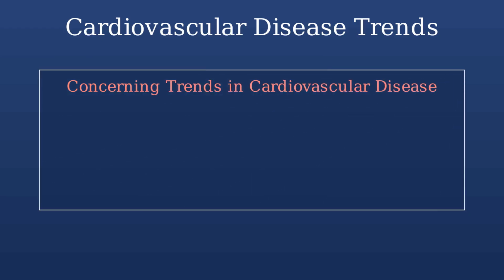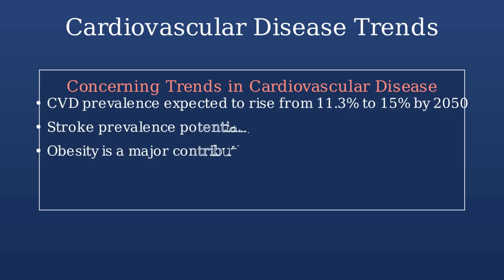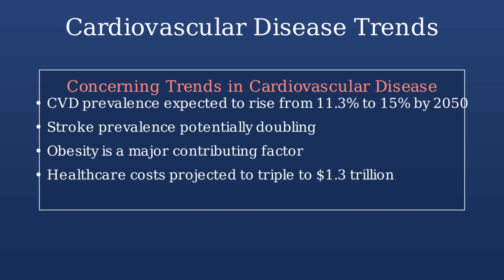Recent data indicates a concerning trend in cardiovascular disease prevalence. Despite previous declines, cardiovascular disease prevalence is expected to rise from 11.3% to 15% of the U.S. population by 2050. Stroke prevalence could potentially double, with obesity being identified as a major contributing factor. The economic impact is equally concerning, with cardiovascular disease-related healthcare costs projected to triple, reaching $1.3 trillion by 2050. These statistics highlight the importance of understanding and maintaining a healthy cardiovascular system.